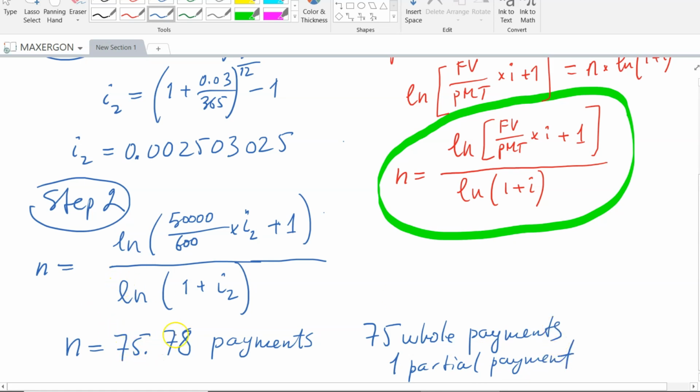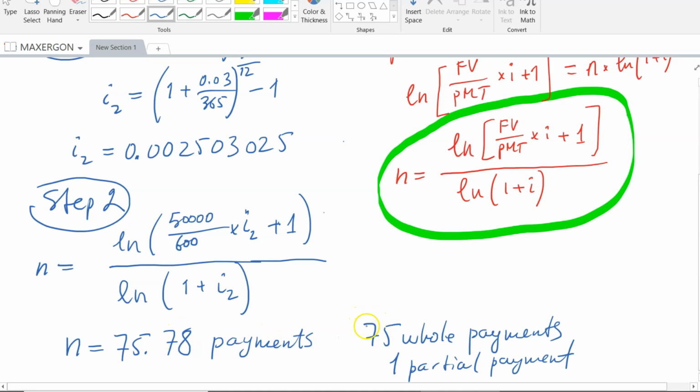75 whole payments and 1 partial payment because we have here 0.78. Keep in mind though that this partial payment is not equal to 78% of $600. That will not be the case. But this is already a different story.